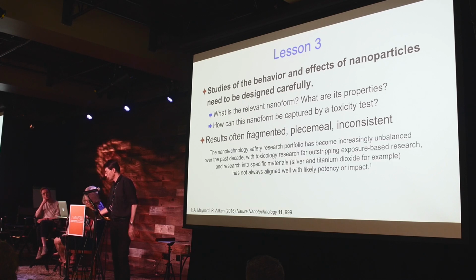I would just read one quote to you here from an important overview paper by Maynard and Aitken in Nature Nanotechnology. It says, the nanotechnology safety research portfolio has become increasingly unbalanced over the past decade, with toxicology research far outstripping exposure-based research, and research into specific materials, silver or titanium dioxide, for example, has not always aligned well with likely potency or impact.